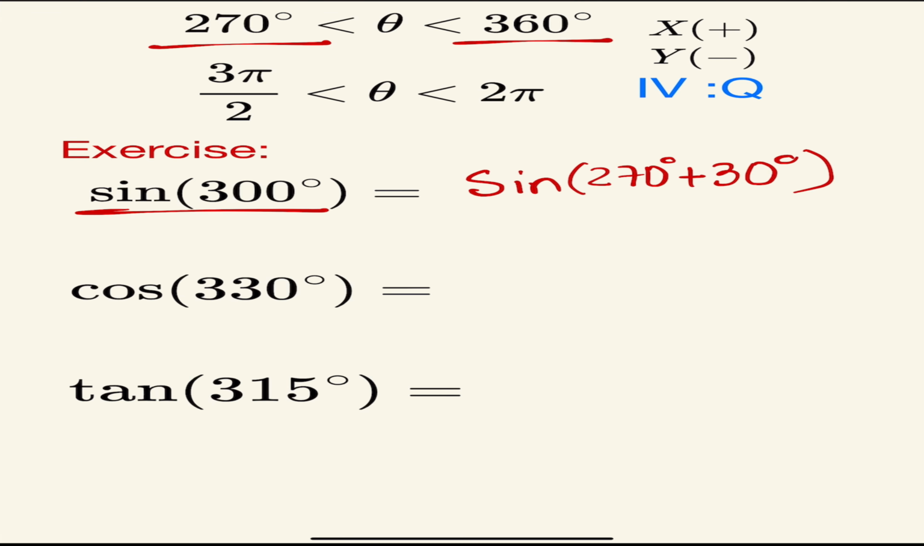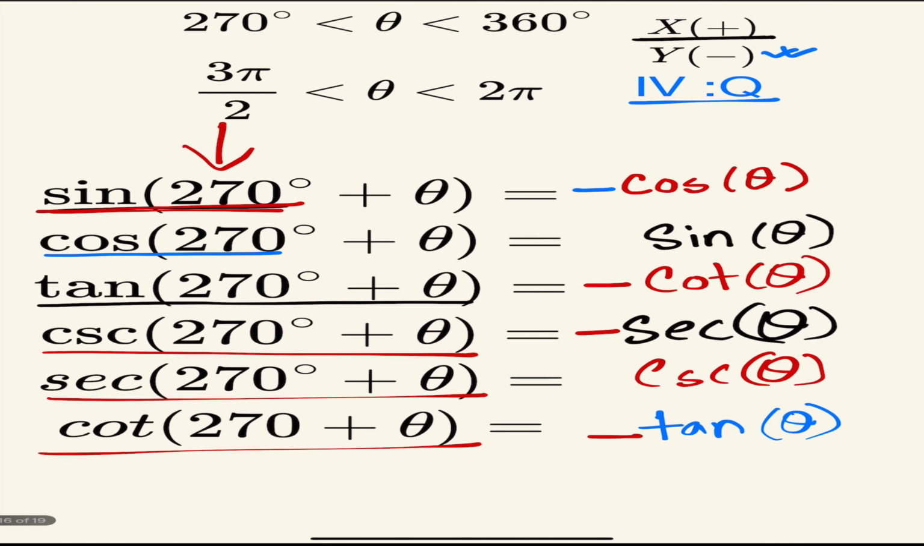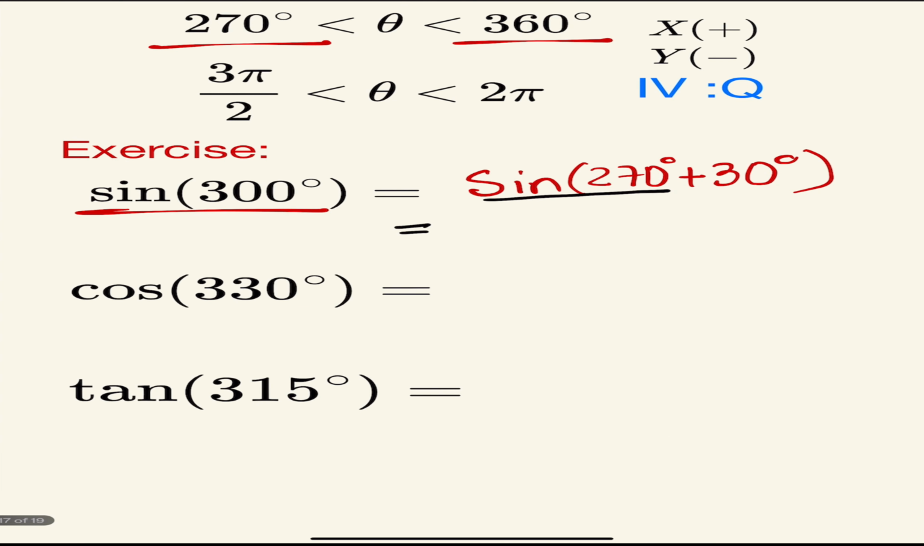Now, whenever we see sine 270 degree, remember that we change the function sine into cosine function. So we have to change to the cosine function now, cosine of 30 degree. But also, since y is negative here, this means sine is negative, so we have to put a negative sign. And cosine 30 is equal to root 3 over 2.